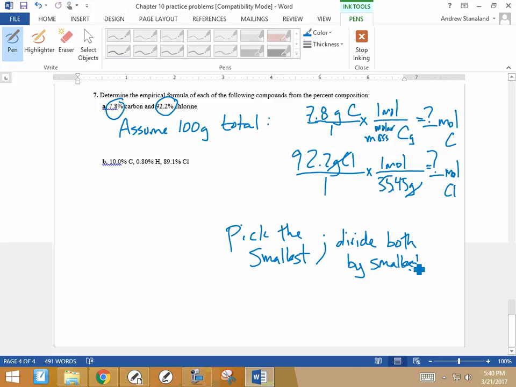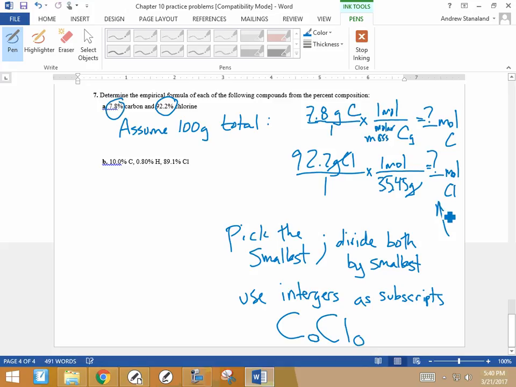Right? Then use the integers, they're whole numbers, remember? Use integers as your subscripts. What do I mean? Well, you've got a carbon and you've got chlorine, and those numbers here will be what you get once you've divided by the smallest of these. And do the same thing here.